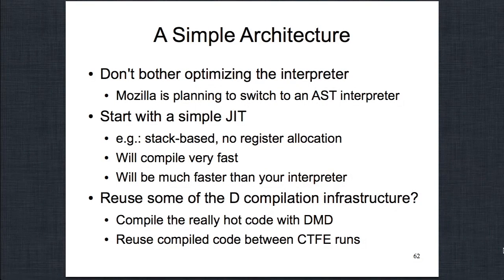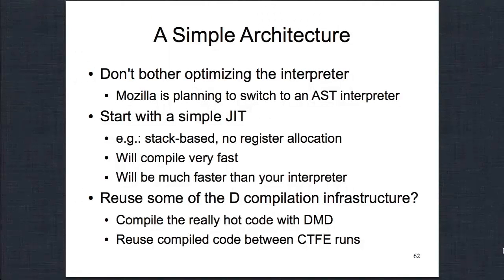So my advice would be it's probably not worth it to optimize a CTFE interpreter that much. For example, I spoke to the Mozilla JIT engineers, and they tell me they have a bytecode interpreter right now, but they're planning to switch to something simpler and slower. They're planning to actually go back to an AST interpreter just because it's easier to maintain and to work with. And they really think that interpreter speed doesn't matter when you have a JIT.